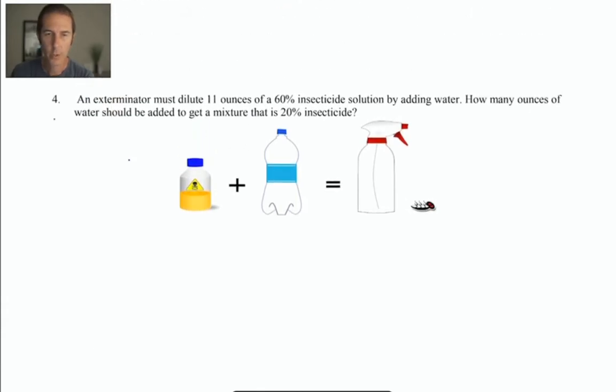This is a weird little problem. It's almost too simplified. It threw me off the first time I looked at it. Here there's an exterminator who's trying to dilute 11 ounces of 60% concentration insecticide by adding pure water. And the question is, how many ounces of water should be added so that the ultimate mixture is at 20% concentration?